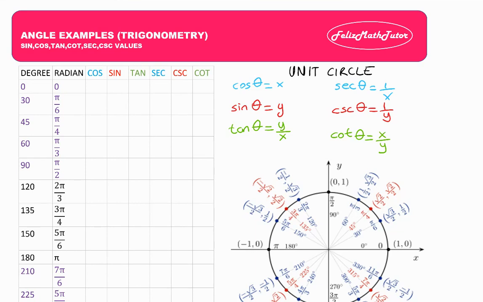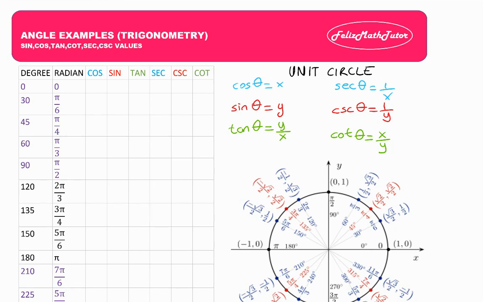In the unit circle, we know cosine theta is the x value, sine theta is the y value, tangent theta is y over x, and from the reciprocals of these three trigonometric functions, we can find secant, cosecant, and cotangent, which is secant is 1 over x, cosecant 1 over y, cotangent x over y.